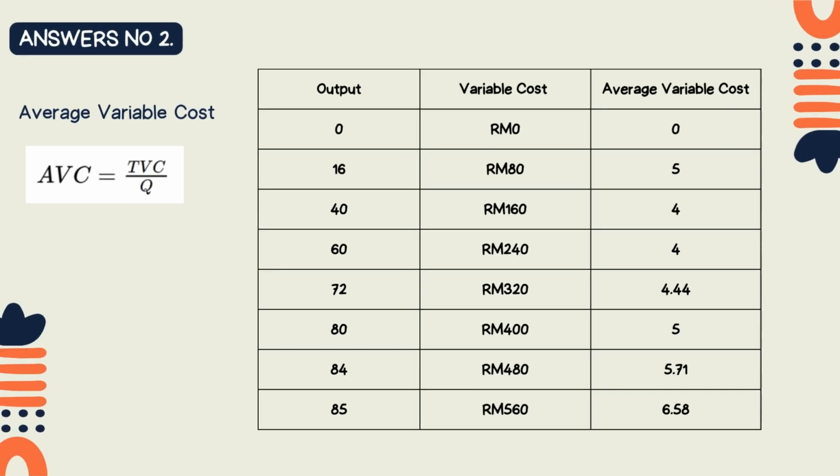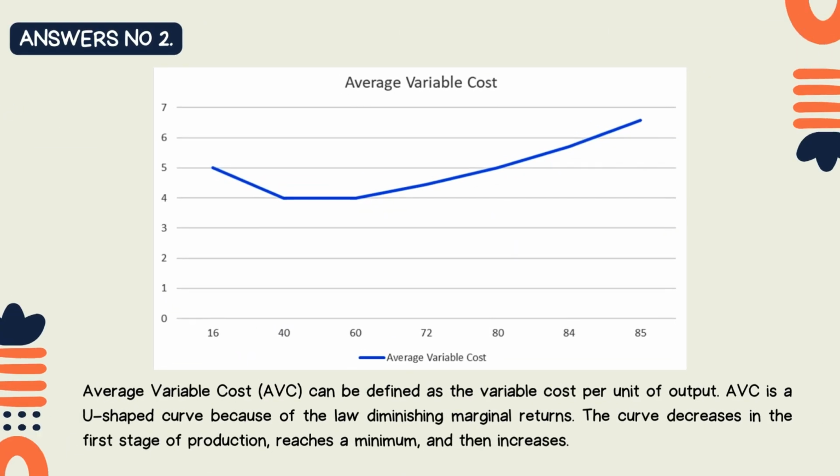For average variable cost or AVC, the equation is total variable cost divided by the quantity. So, the average variable cost for 16 output is 5, for 40 output is 4, for 60 output is 4, for 72 output is 4.44, for 80 output is 5, for 84 output is 5.71, and for 85 output is 6.58. This is the graph drawn based on the calculation for average variable cost.